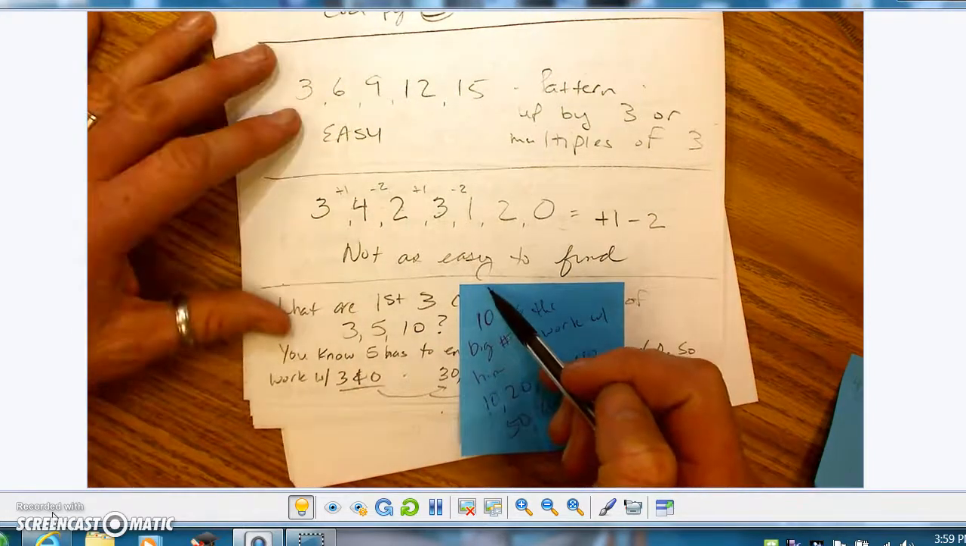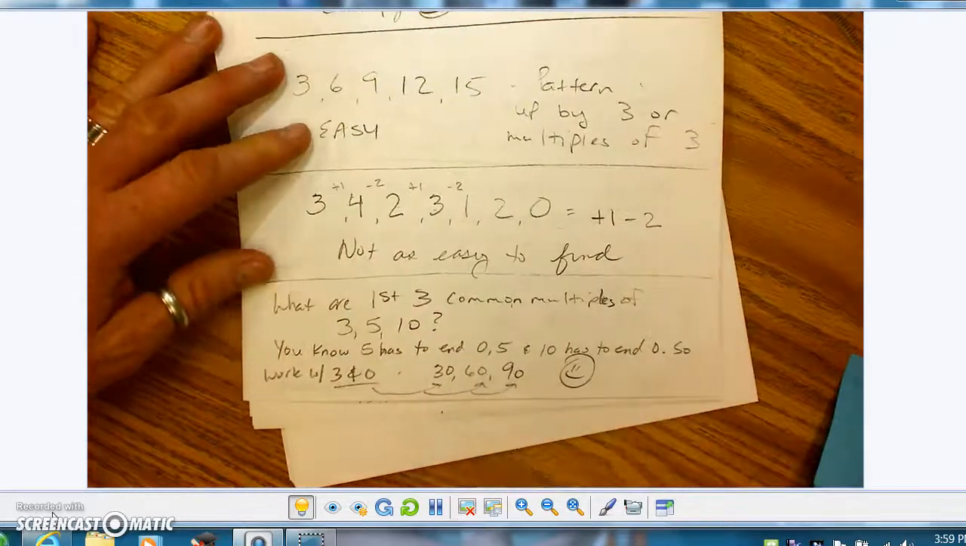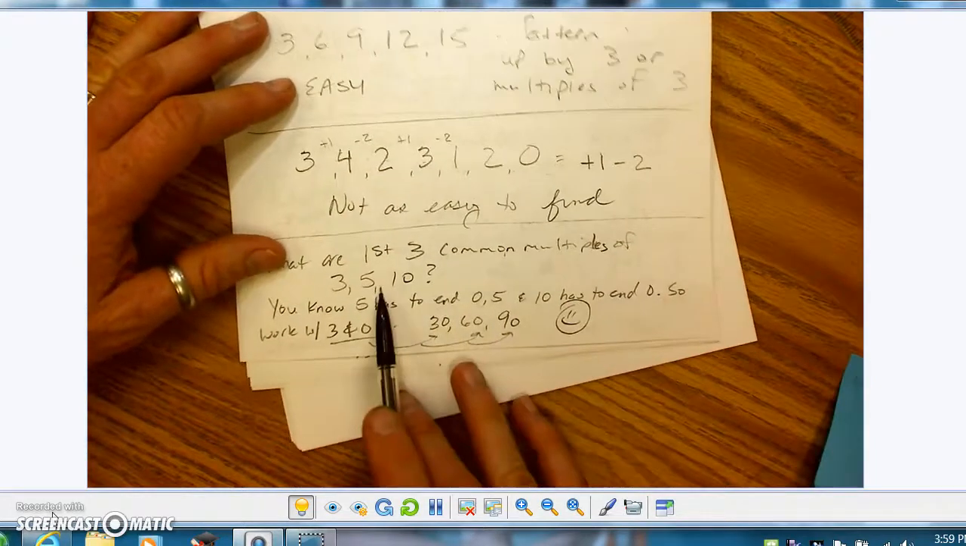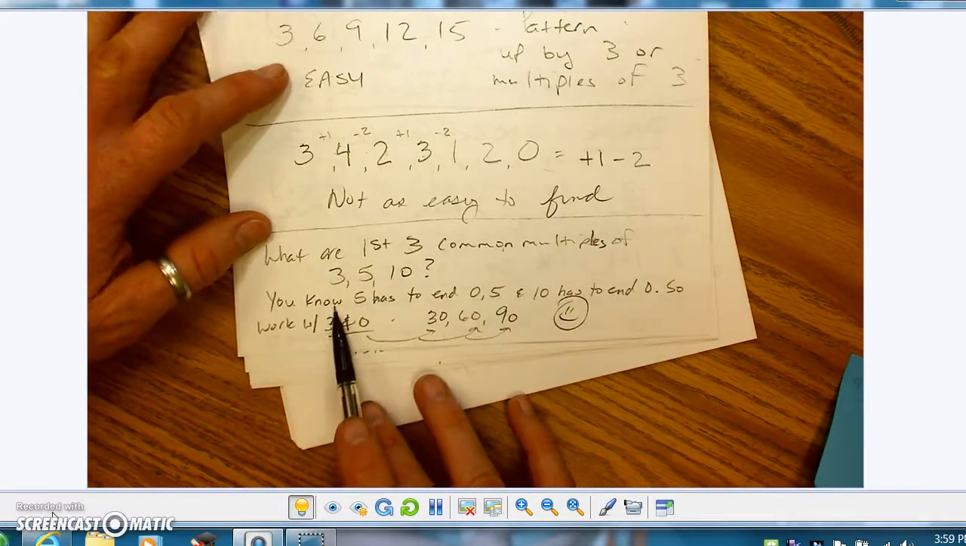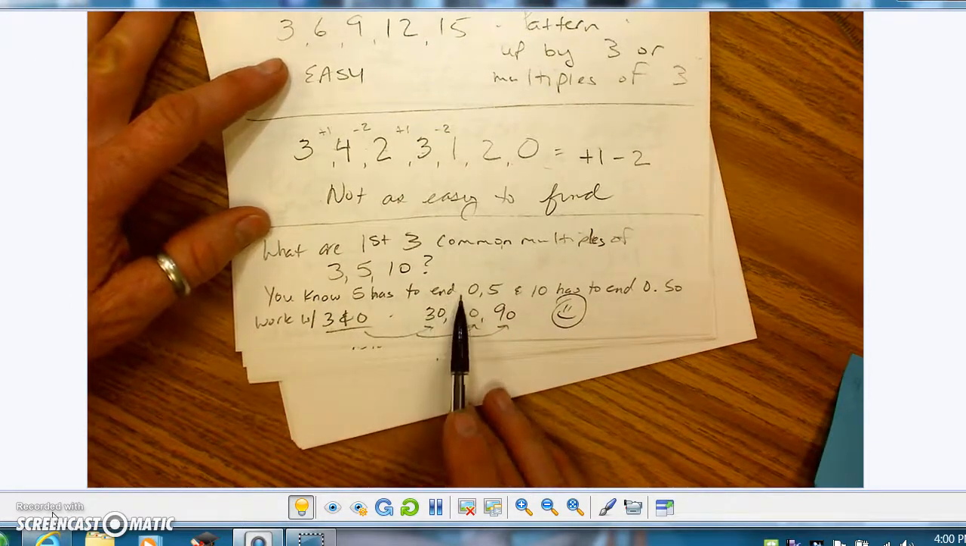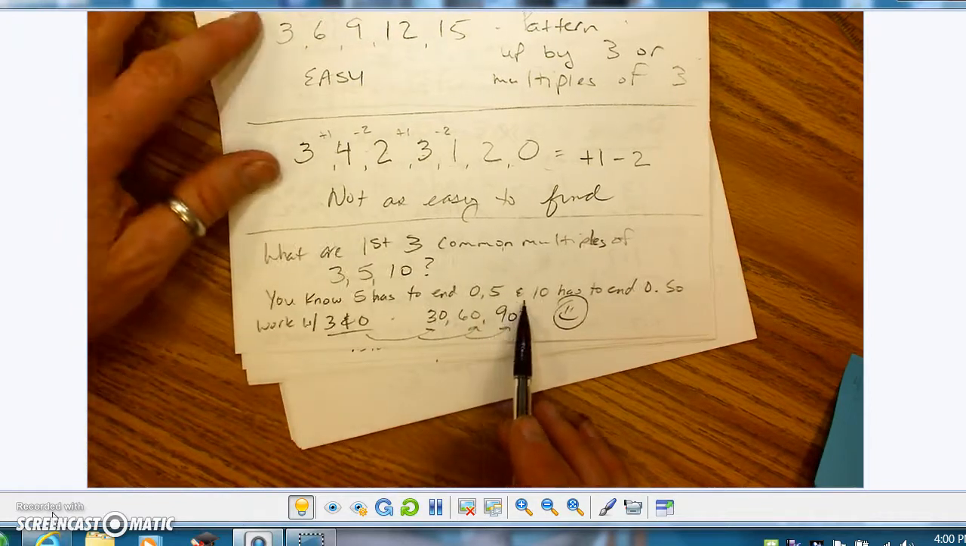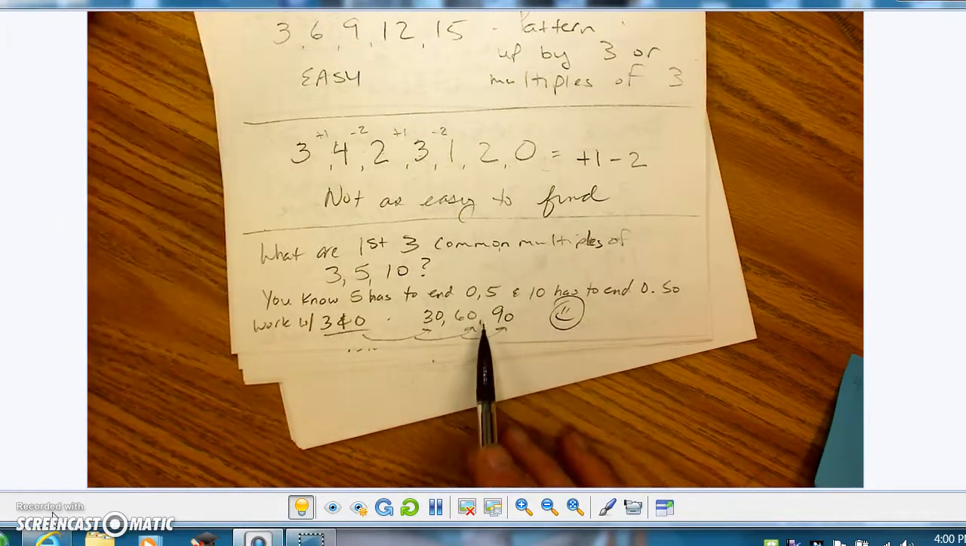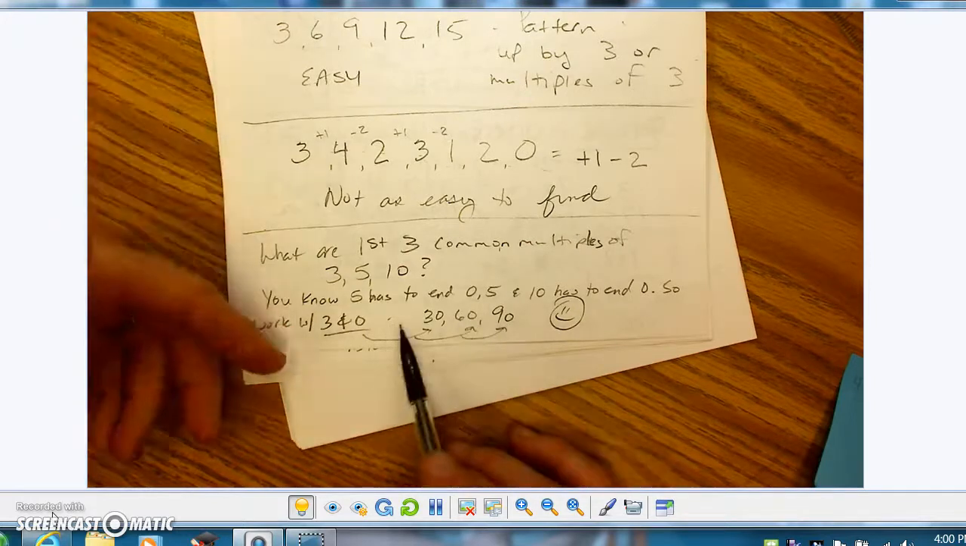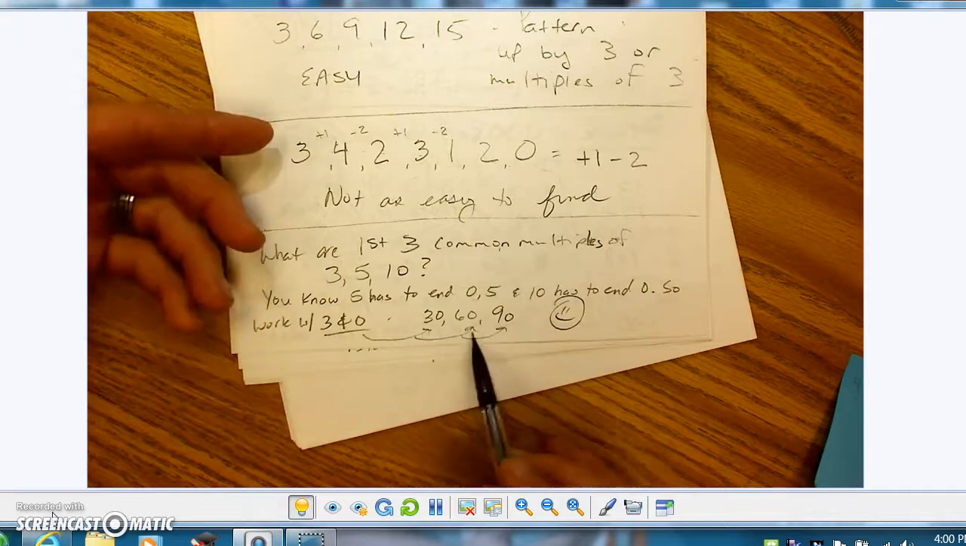See it? Okay, here's another one. What are the first common multiples of 3, 5, and 10? I originally said, 5 has to end in 0 or 5, right? Because 5, 10, 15, 20, and 10 has to end in 0. So I could work on the 3, and do multiples of 3, but it ends up taking a long time to get to 90.